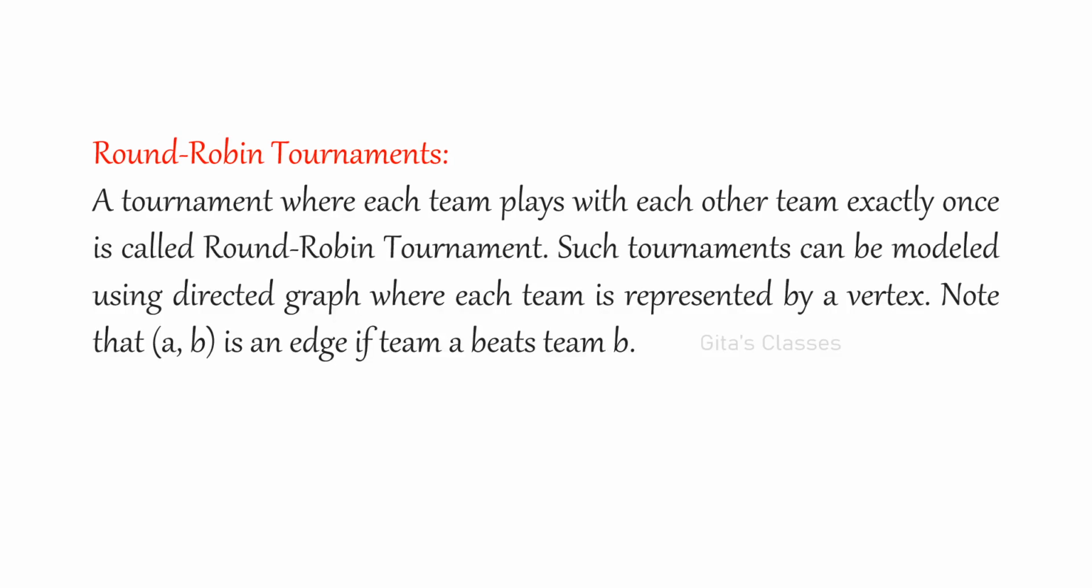Next is round robin tournaments. A tournament where each team plays with each other team exactly once is called a round robin tournament. Such tournaments can be modeled using a directed graph where each team is represented by a vertex. Note that here it is a directed graph, and you will have an edge from A to B if team A beats team B.